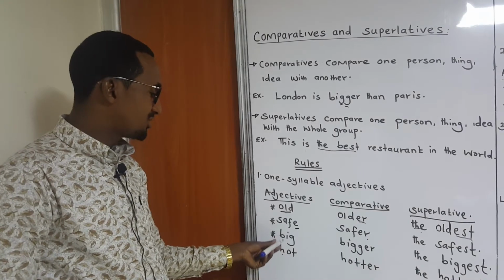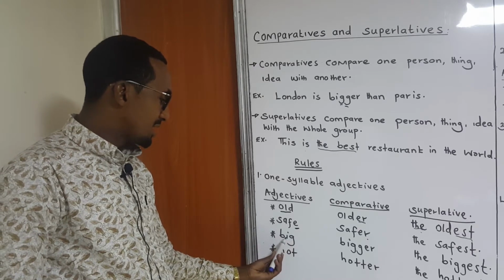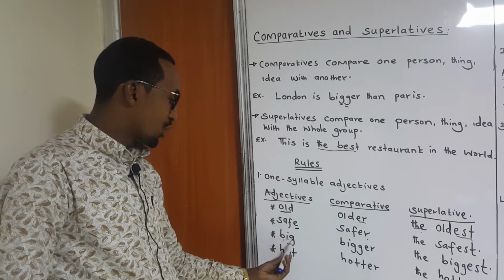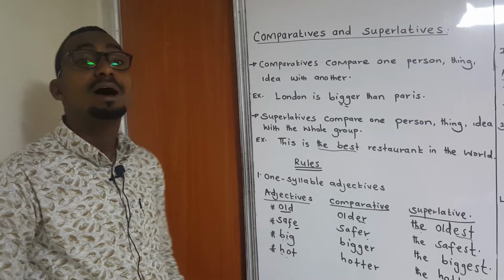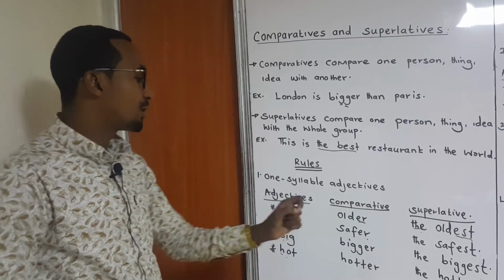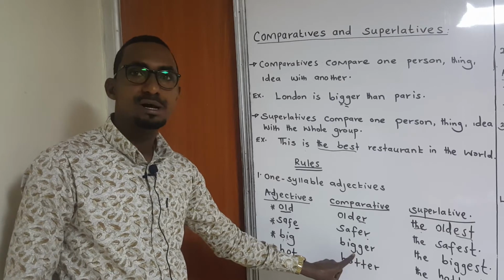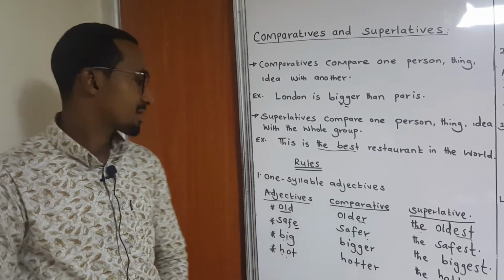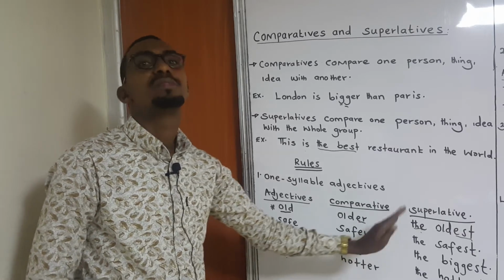Now we have big. These two adjectives are a bit special because they end in a vowel and a consonant. IG, vowel and a consonant. When the adjective ends in a vowel and a consonant, we double the consonant. We make it double G. After that, we add ER. Therefore, it becomes big, bigger, the biggest.